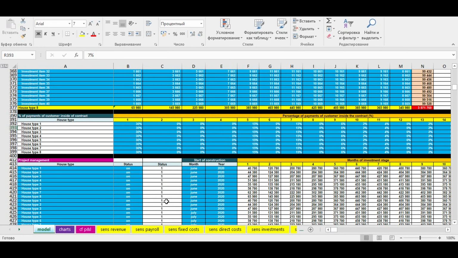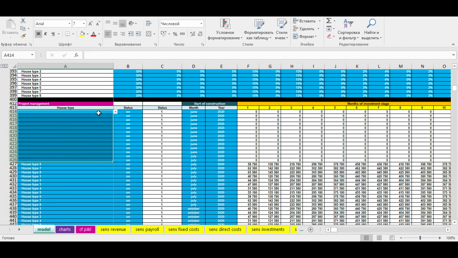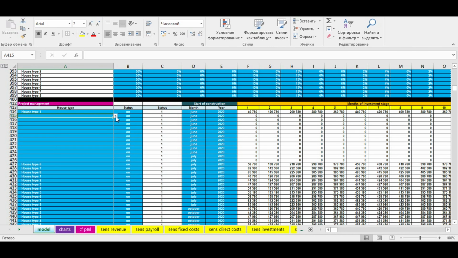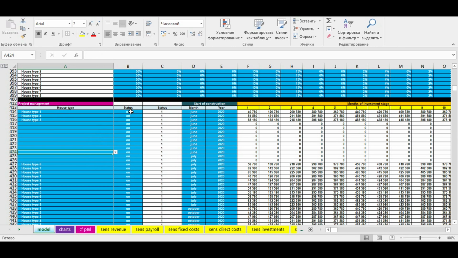Then we move to the project management block. Here we mention the timeline of construction of our houses. We have a possibility to build 100 houses in our project. In the first column, we set the type of the house we are going to build. Then we have a switch on and switch off button.